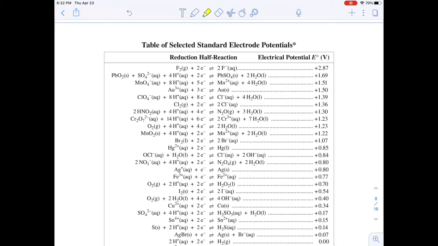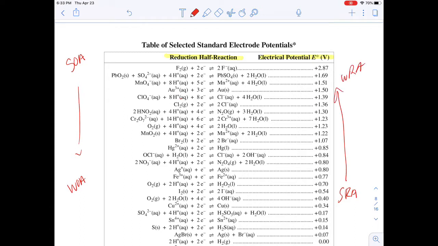In this video, I'm going to try to help understand the reference cell and what it means. So in the reduction half reaction table, there is a list of electrical potentials. The table is set up, and we've done this before, where the strongest oxidizing agent goes to the weakest oxidizing agent, and the strongest reducing agent goes to the weakest reducing agent.